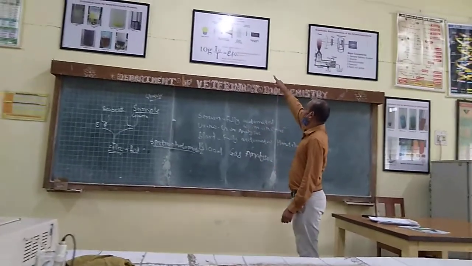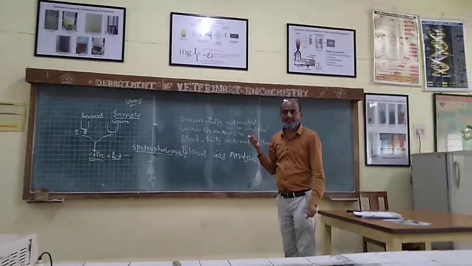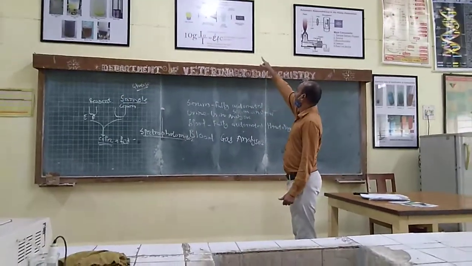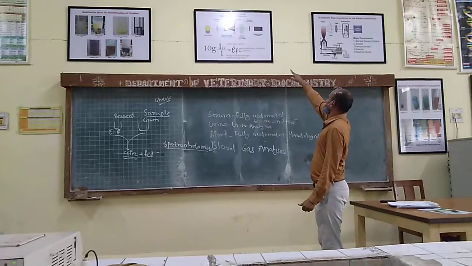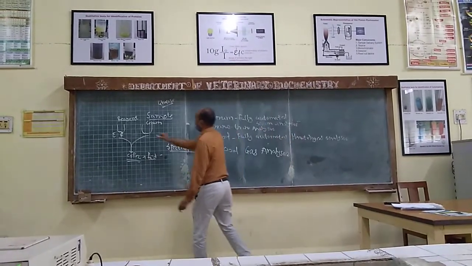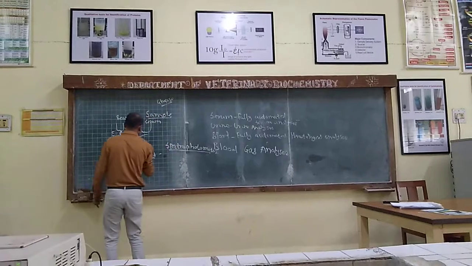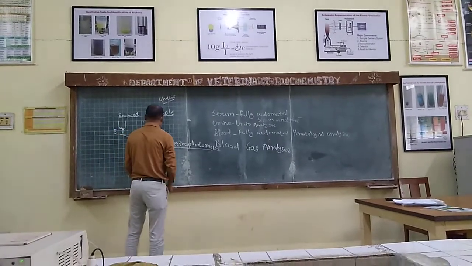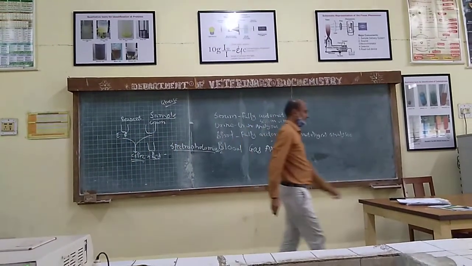Then this is I0. I0 is the incident light. Then IT is the transmitted light. In between, this reaction we are doing in this tube. Okay, so this reaction is over.